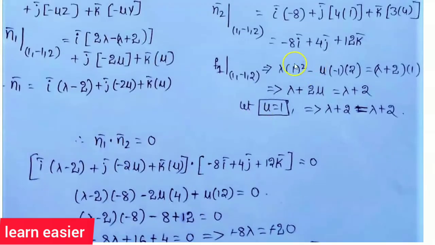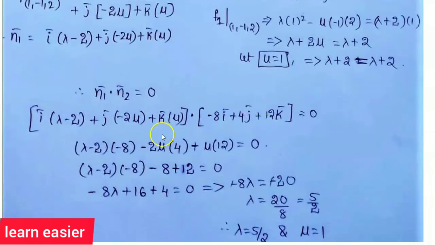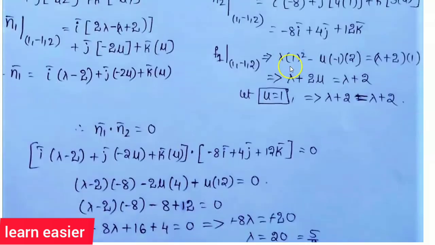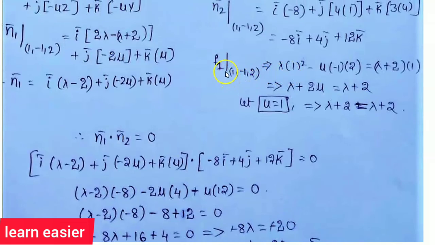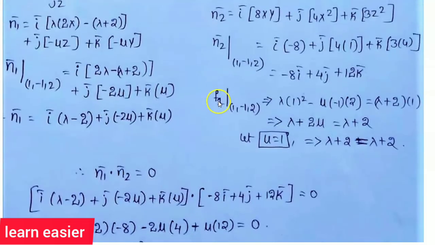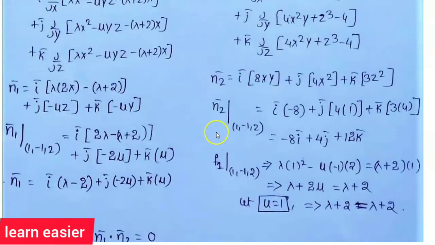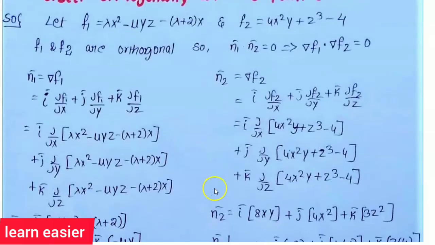So here is the n2 bar, and that n2 bar is placed here, and you can see here we have mu. For eliminating mu we take the condition here. Let's see, here we have function f1. In the place of function f1 we have to substitute the point 1 comma minus 1 comma 2. So what is the function?